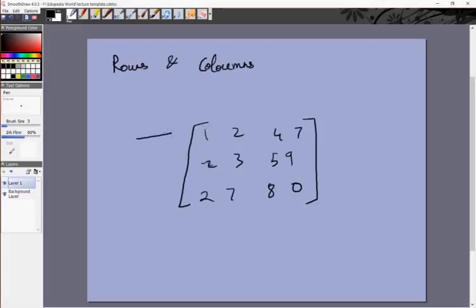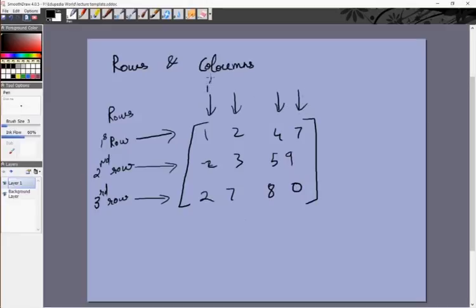So these lines, the horizontal lines, are called the rows. For example, this would be the first row of the matrix. This would be the second row. This is the third row. Similarly, the vertical lines are called columns. So this is the first column. I'll not write it for the others.